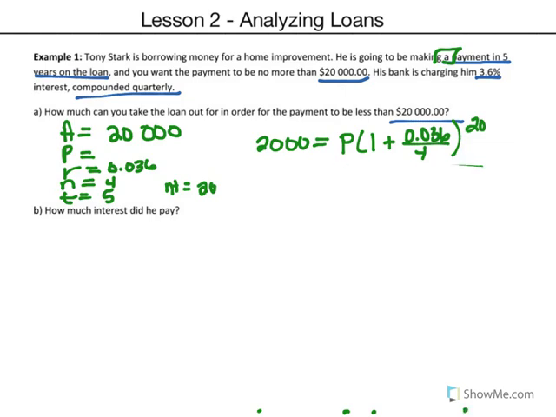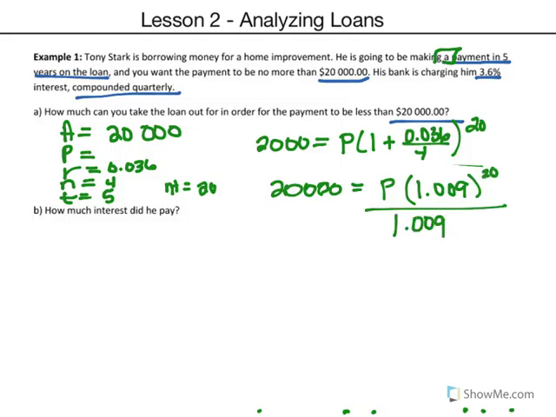So 20,000 is equal to, now go 0.036 divided by 4 plus 1. You should get 1.009 to the power of 20. So now we're going to divide by 1.009 to the power of 20. So we should get 16,718.86 to be our principal.